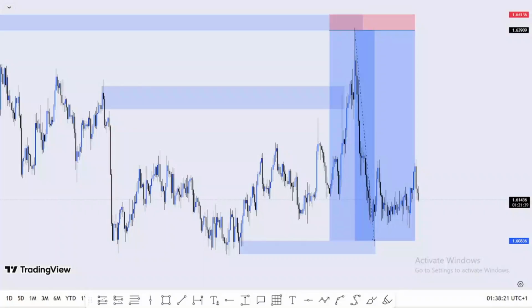Order blocks are some of the most powerful supply and demand zones in the market, but most times when you mark them on your chart, price just cuts straight through them with no reaction, or a little bit of reaction followed by a complete blow through. And after a while, you start wondering whether order blocks work in the first place.